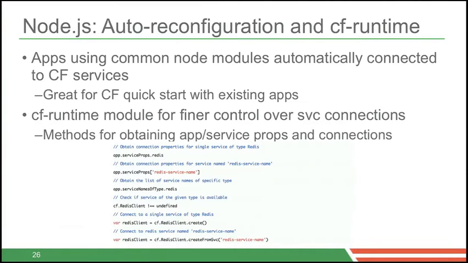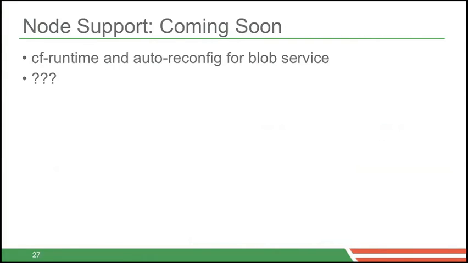Okay. And of course, Node has auto-reconfiguration and runtime as well. This is another thing that we've added recently within the past 6 months. So we use some common Node modules that everybody is using to connect to databases or messaging services, and we automatically switch those out on deployment. And then we also offer a node module called cf-runtime for finer control over service connections. So if you wanted to graduate and move away from using the automatic reconfiguration, there's a library for you to easily obtain references to clients if you want to connect to the cloud services yourself.